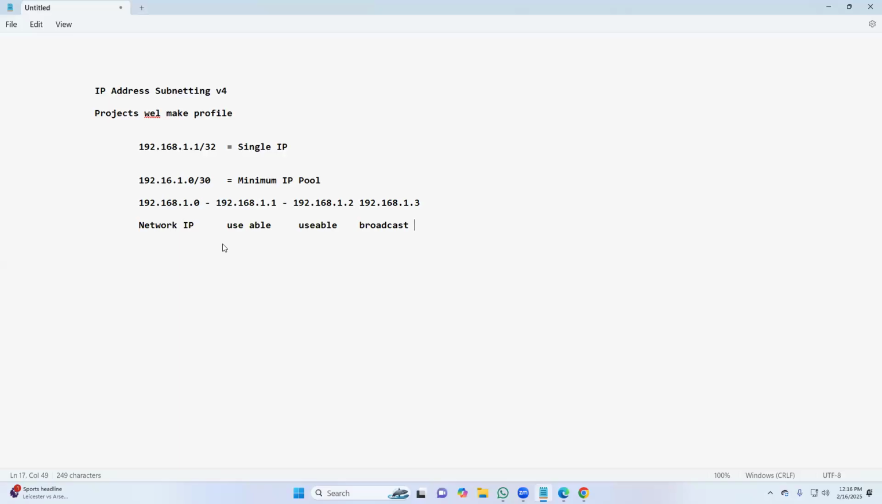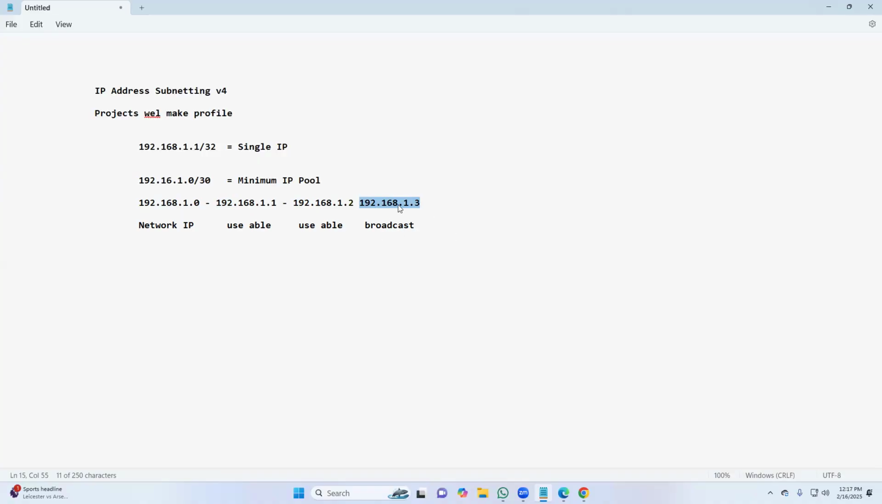So you cannot use the network IP and broadcast IP inside your network. You can only use the usable IPs. In this IP pool, only two IP addresses are usable: 1.1 and 1.2. What about 1.3? Why can't we use 1.3? This is the broadcast IP.